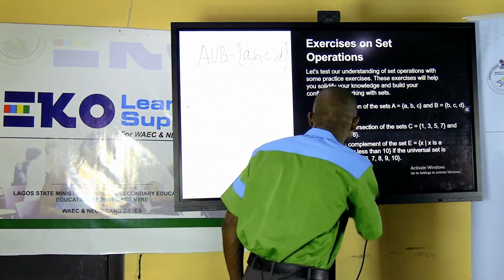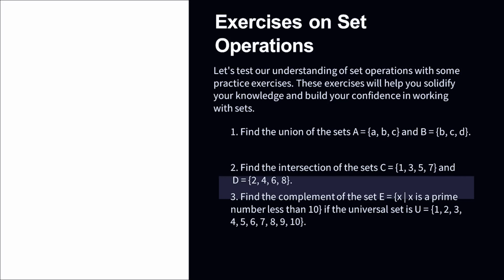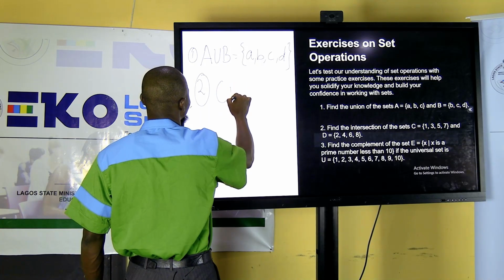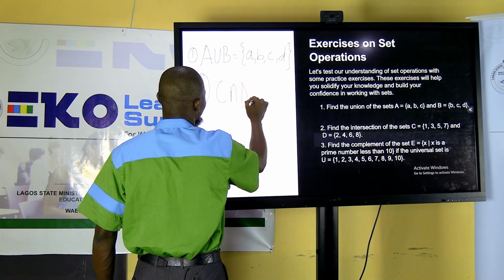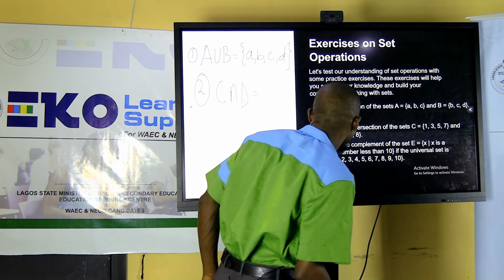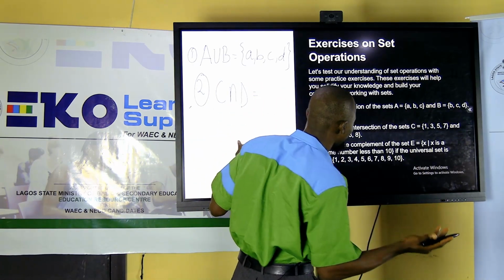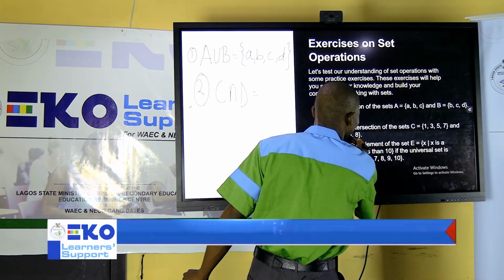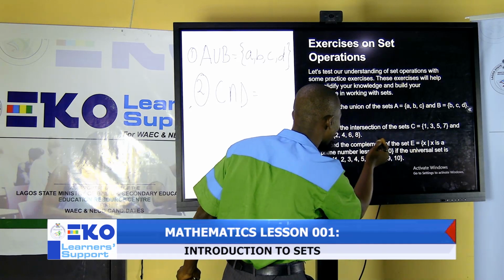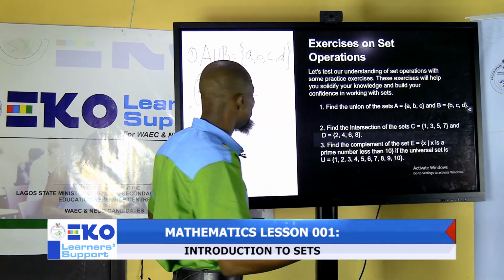Let's go to the next question. Now, question 2. Find the intersection of set C and D. C intersection D. Okay, so let's see the element common to C and D. That's the definition. So 1 is not common, 2 not common, 3 not common, 4 not common. Oh, no element is common.